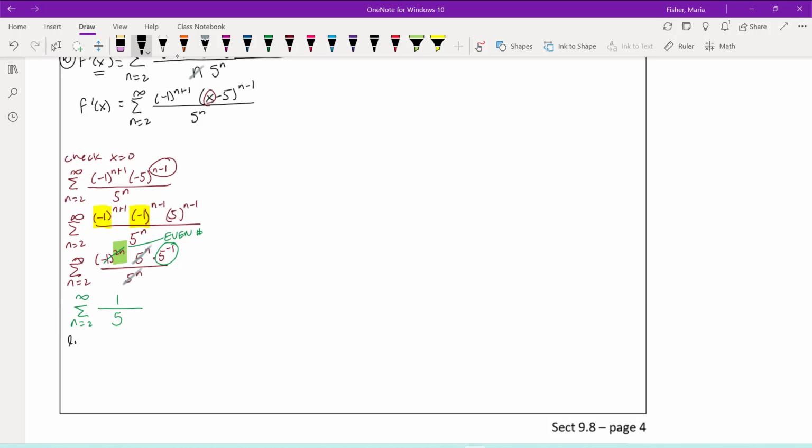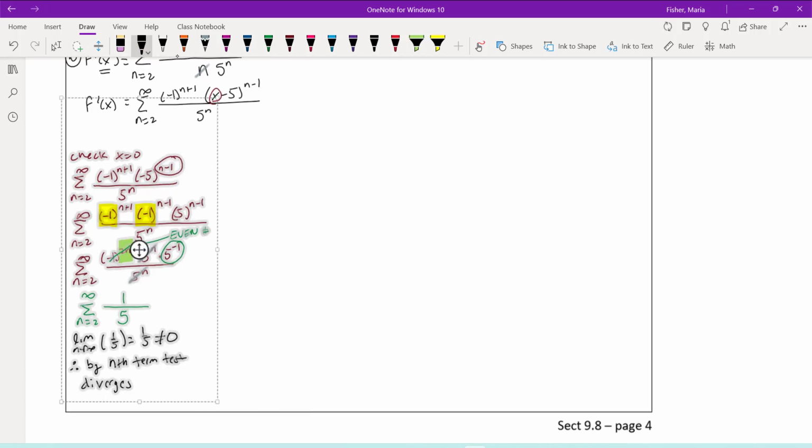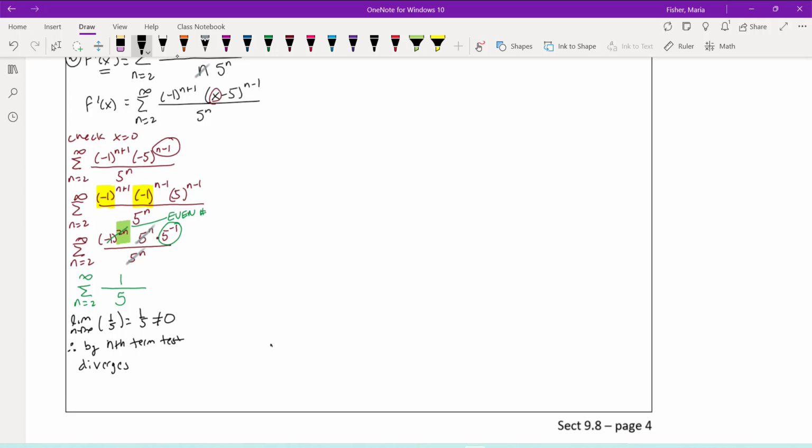What is the limit as n goes to infinity of 1/5? Well, that's equal to 1/5, which is a number that's not 0. Therefore, by that nth term test, we diverge. So we know that we will not be able to include 0 in our interval of convergence for the derivative. Now let's check the other endpoint. Let's check x equal 10.